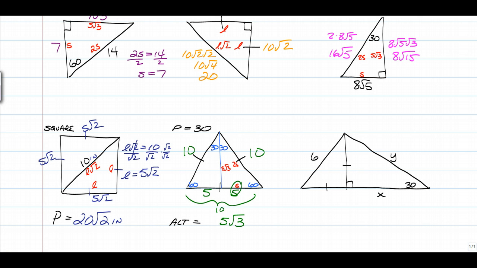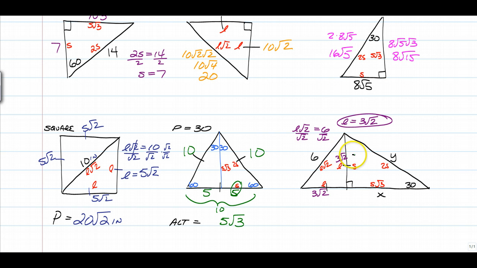And your last example is where they're joined together. So you have a 45, 45, 90, which has an L, an L, and an L root 2. And on the right side, you have a 30, 60, 90, so this becomes your S, your S root 3, and your 2S. So in order to work through this question, you must start with the left. So L root 2 is equal to 6. So when you divide everything by the square root of 2, you're going to get that L is equal to 3 root 2. So this guy right here is 3 root 2, and this guy right here is 3 root 2.